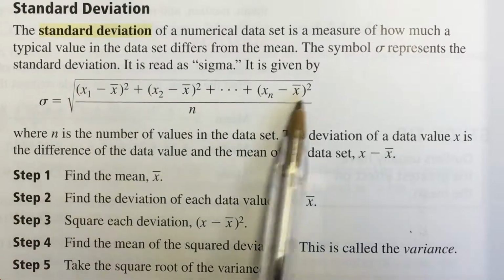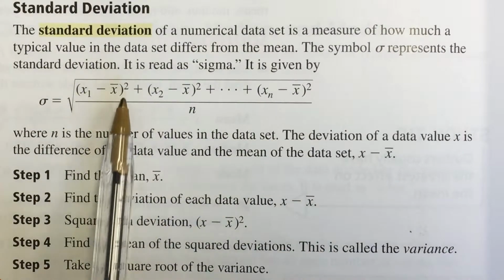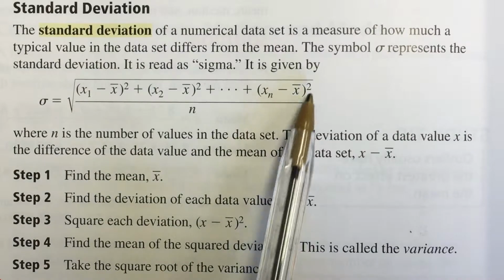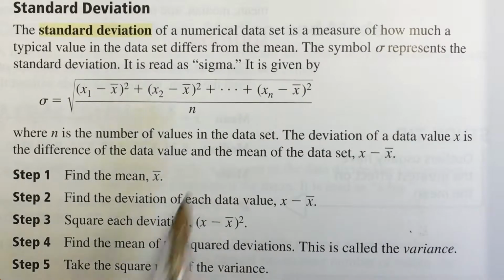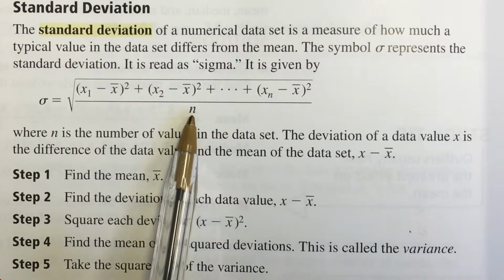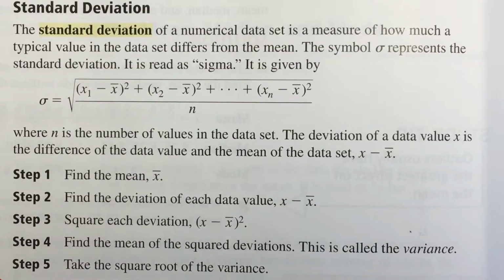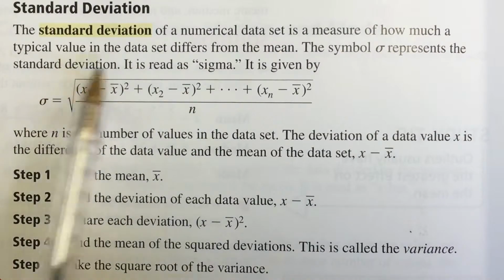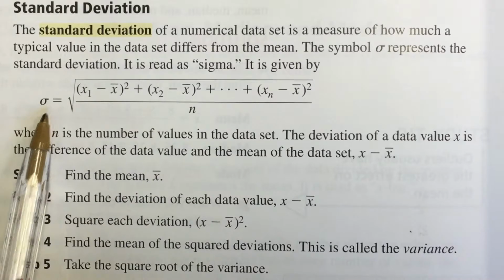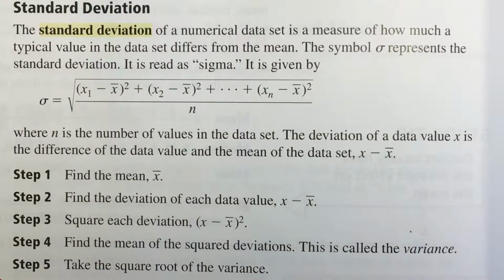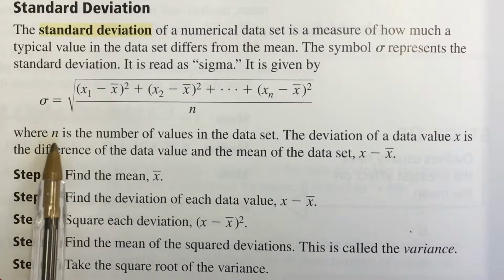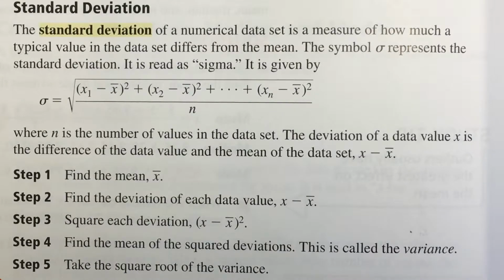After subtracting all of the x's off the average, squaring each of those individually and adding, or the summation, we'll divide by n, which is the number or amount of numbers that you have, and then finally taking the square root, the radical, of that value will give us sigma or the standard deviation. N again is the number of values of the data set.